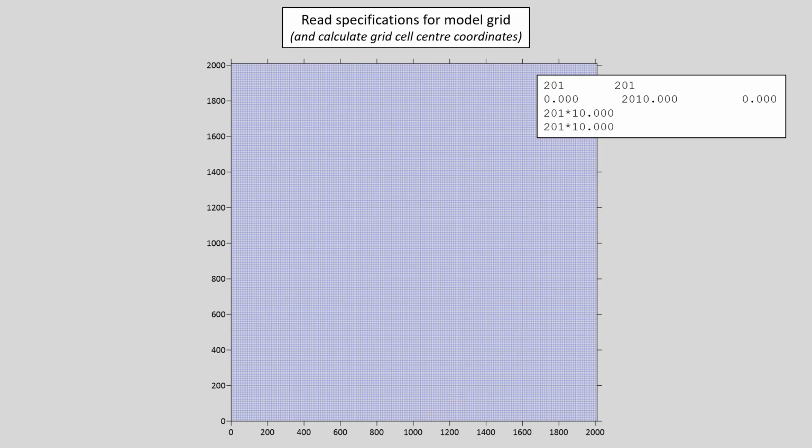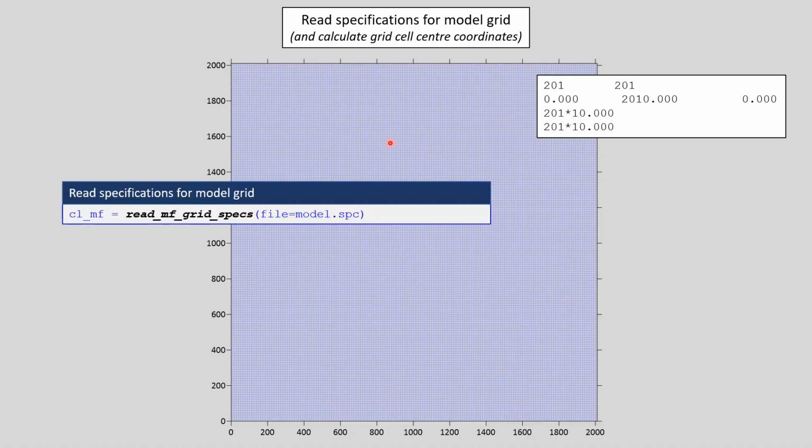As we said before, our model grid is structured. PLProc can obtain the wherewithal to assign a coordinate to each one of the centers of this structured model grid just by reading a structured grid specification file. Here's the function, read mf grid specs, and here's a structured grid specification file. It's particularly easy, the grid specification file for a structured grid. The specification file for an unstructured grid can be more complicated. PLProc can read those too. So by using this function, PLProc has assigned a coordinate to the center of every cell of the model grid.